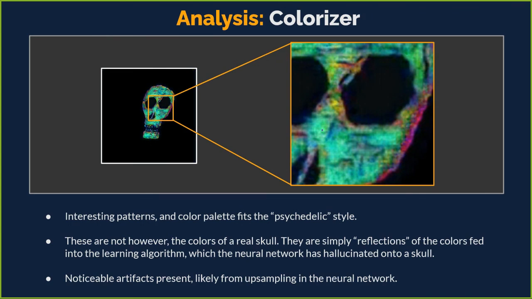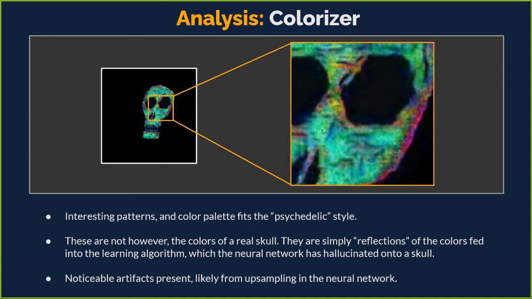The Colorizer step gave us some really interesting patterns, and as I mentioned, it definitely fits that psychedelic art style and color palette. I want to point out, however, that these colors the network has applied to this image are obviously not the colors of a real skull. A real skull is white. As such, these colors we've applied to the image are simply reflections of the color fed into the learning algorithm. And the neural network has essentially hallucinated these colors that it learned onto this skull shape that we've presented to it.